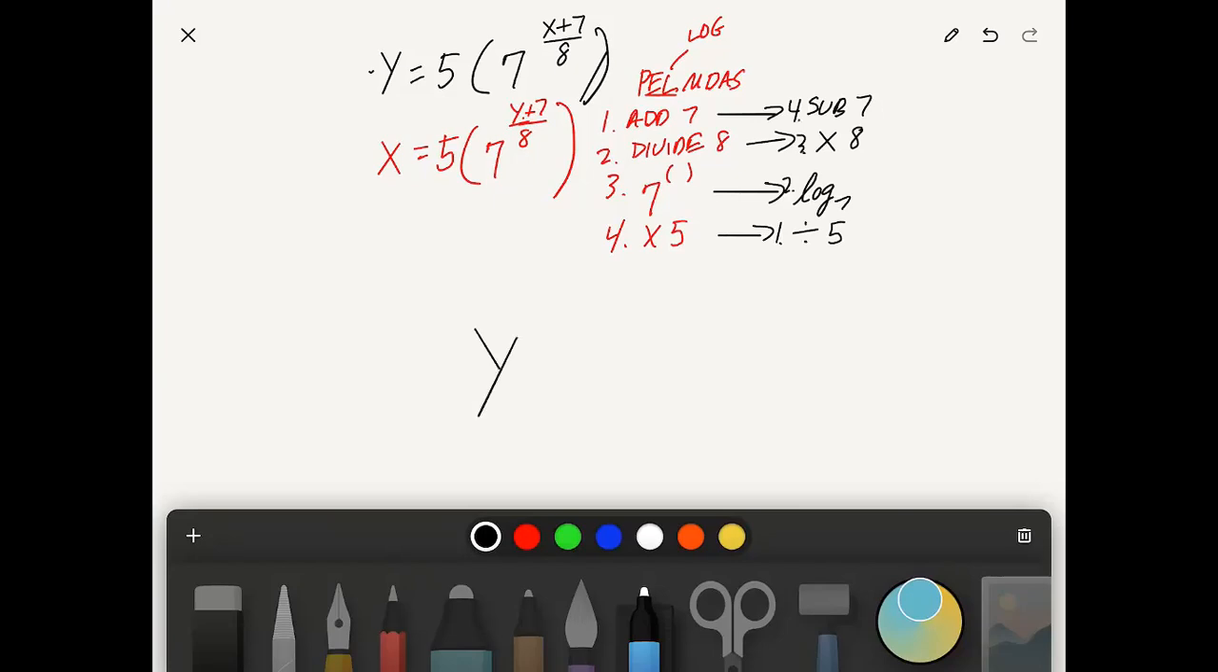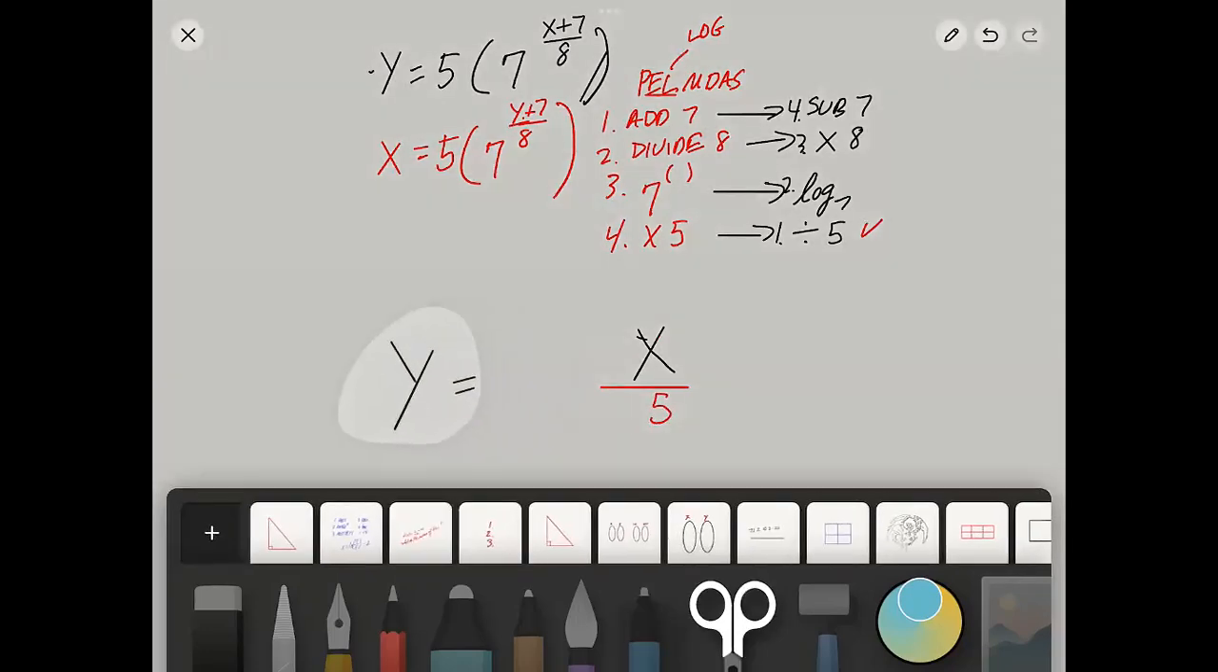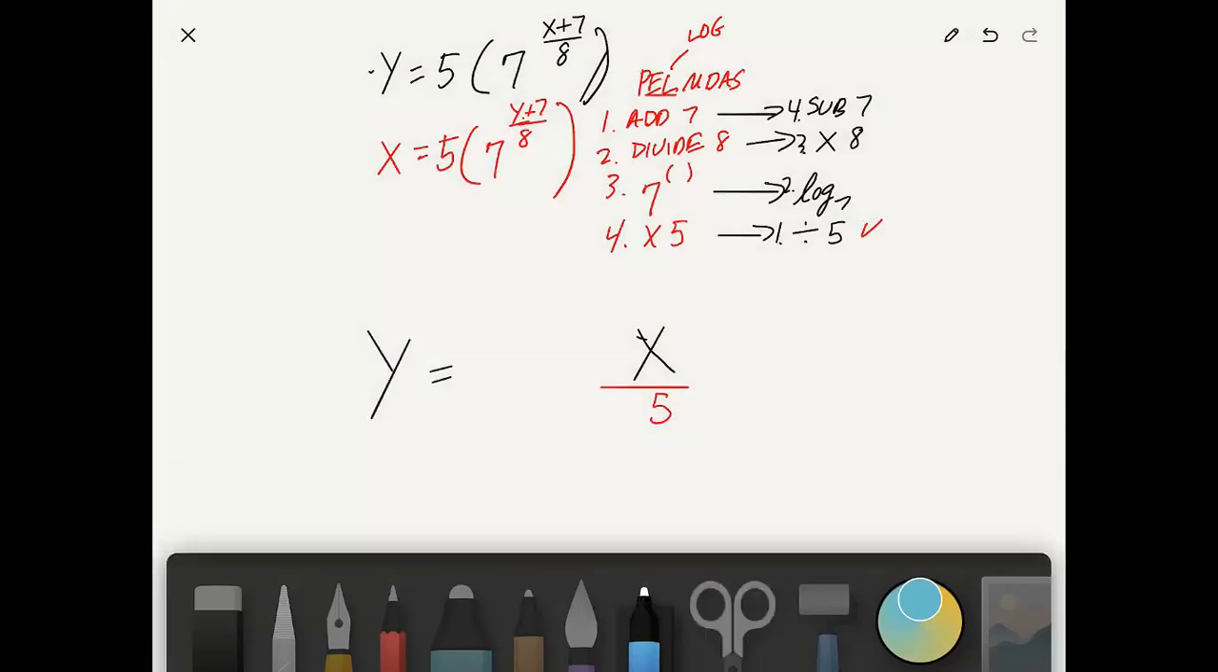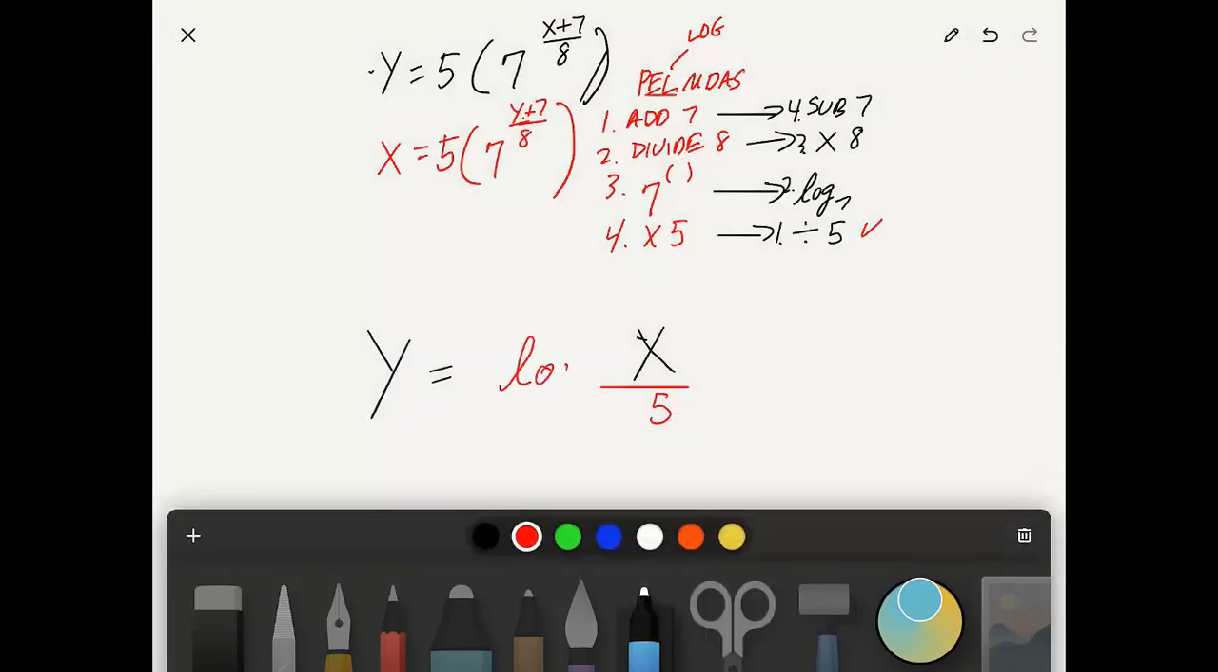We've got y equals x down here. And now we're just going to divide by 5. That's the first thing. Let me move this because I'll need a little bit more room. So now we're going to take the log with a base of 7 of this whole thing. And then we're going to multiply it by 8. And then we're going to subtract 7. And we are done. That is the inverse.